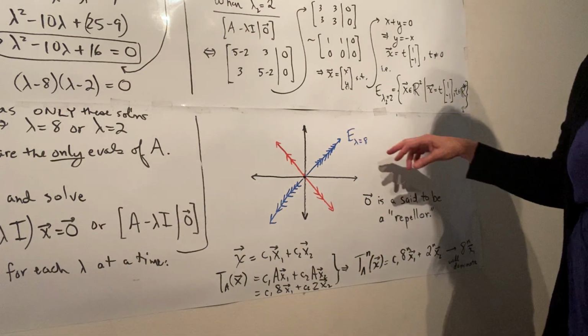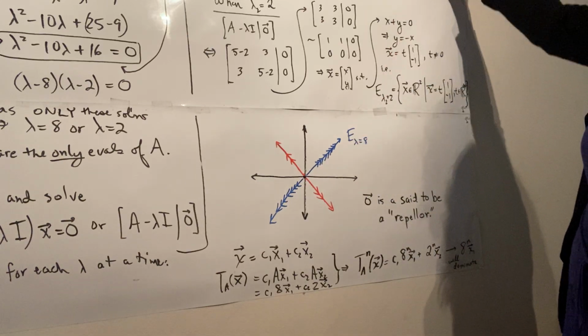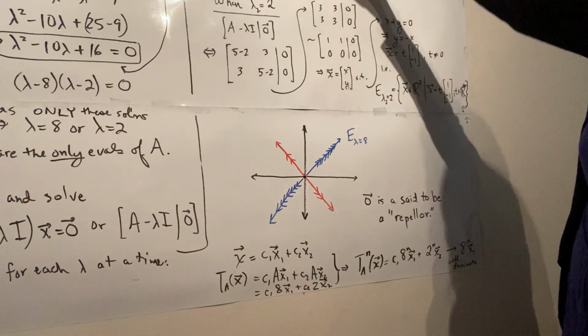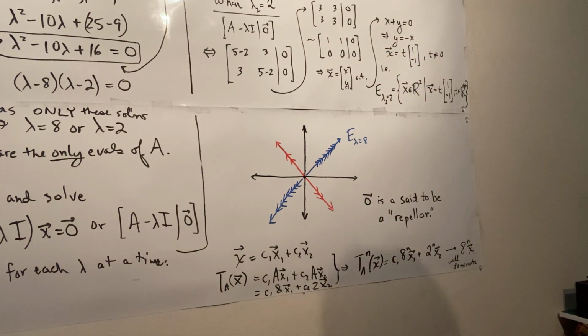Okay, so here we have when x is equal to y, that's when lambda is equal to 8. Look what's going on.